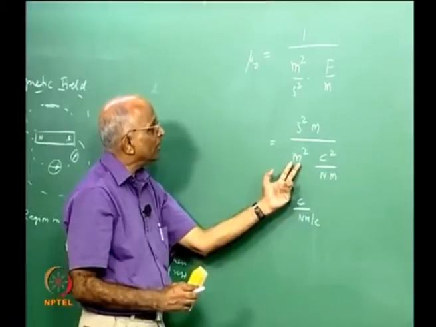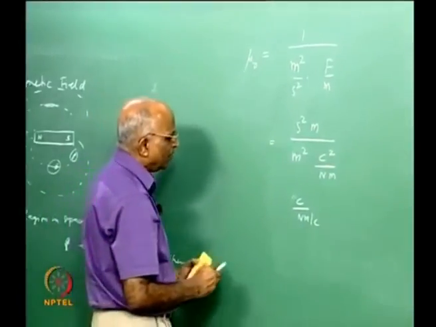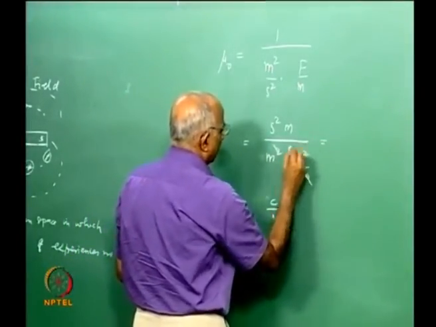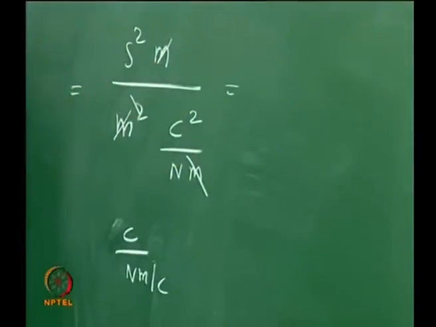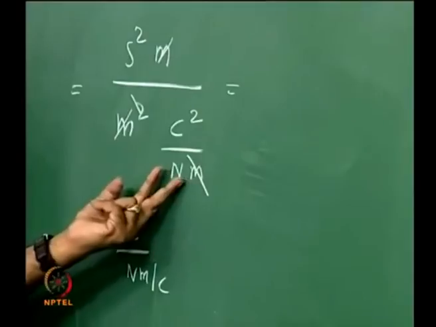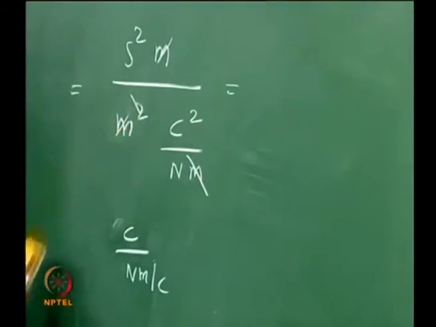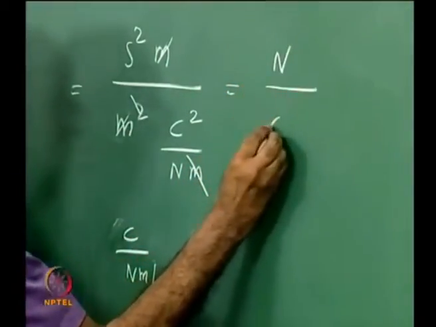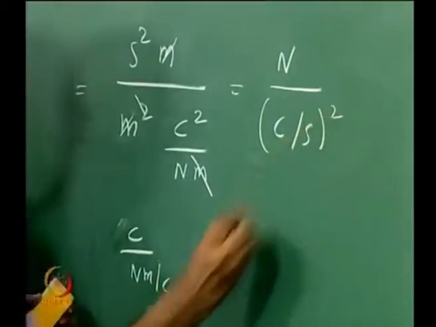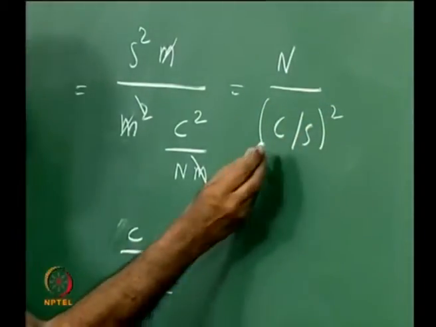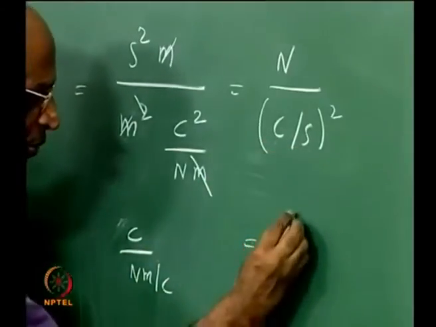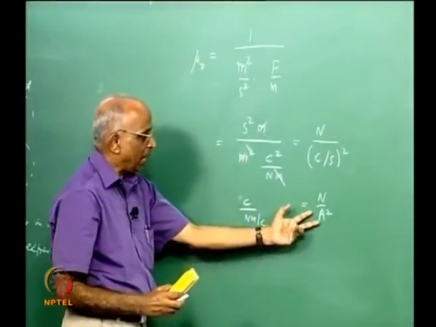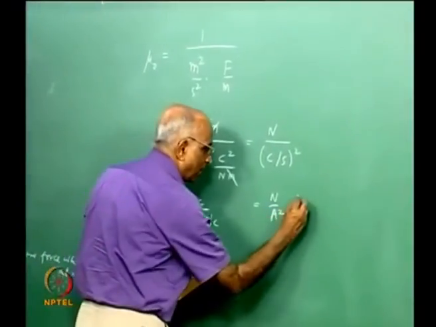This is equal to meter square. I had already taken this over here, and therefore I cancel this, and now I get meter, yes, meter also goes off. Let's do one at a time: meter square goes off, and this is equal to Newton by C by S square, or rather this becomes charge per unit time, unit second, which is equal to Newton by ampere square. And this is what is the unit for permeability, Newton per ampere square, and this is also denoted by Henry per meter.